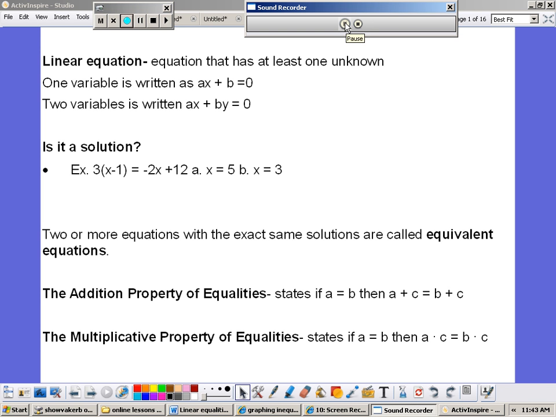Okay, today we're going to talk about linear equations. That's equations that have at least one unknown. If it has one variable, it's written as ax plus b equals 0. And if it has two variables, it's written as ax plus by equals 0. To tell if something is a solution, what you do is you plug it in.